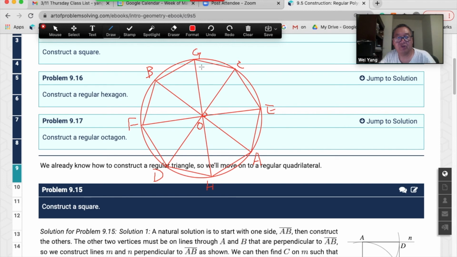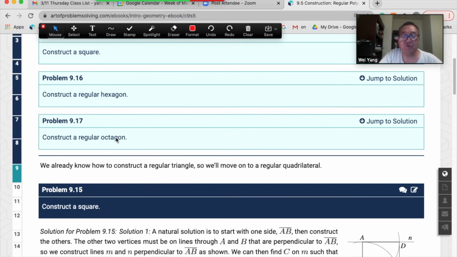The figure you get will be a regular octagon, right? Because for each center angle, 360 divided by 8 equals 45 degrees. That's the reason we first build a square, then use the angle bisector to separate these two right angles into 45 and 45 degrees. This gives us all the vertices of the octagon. So you can say this is a very smart way to build an octagon. Then we finished this section.